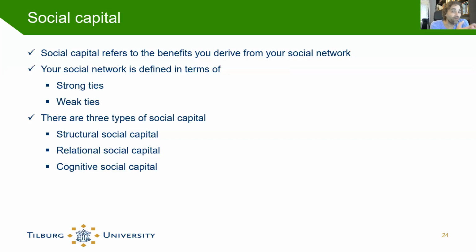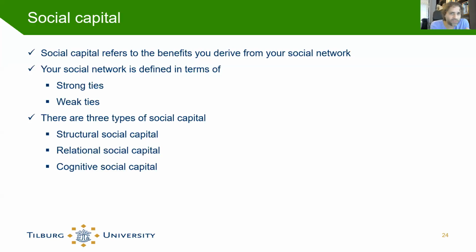So for example, I am feeling quite down right now. Who can I turn to in order to vent my heart and talk with them about it? Or who in my network can I turn to if I want to have a new apartment? Or if I want holiday advice, something like that. So that's social capital. So the benefits you derive from your social network.